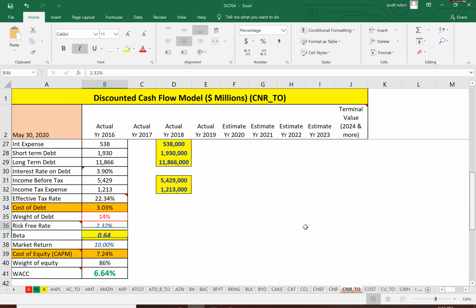And equity is more expensive than debt, as you can see, because equity sits lower on the capital structure of a company. So in the event of a default, debt holders get paid before equity holders. And the WACC is 6.64%, and the WACC is the weighted average cost of capital, which is a blend of the equity and the debt. And that's what we have to discount the future cash flows by.